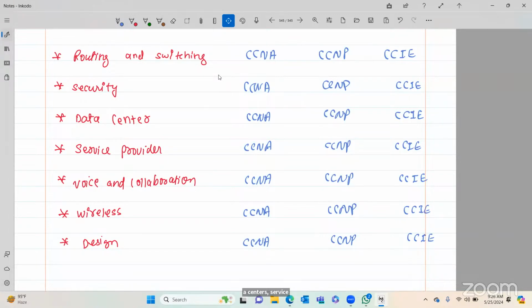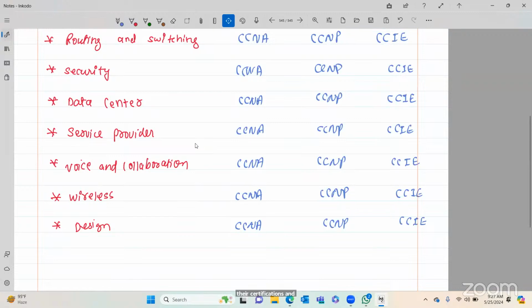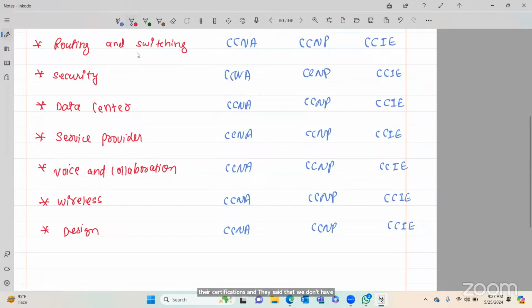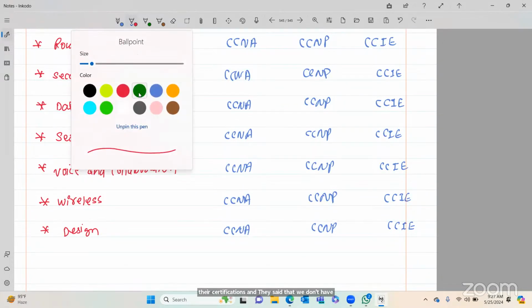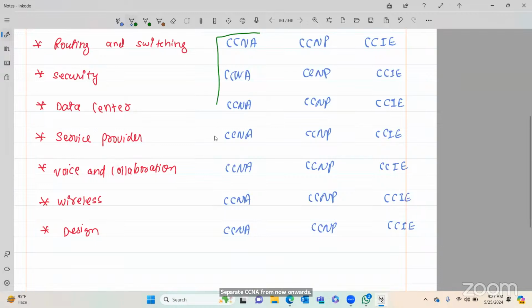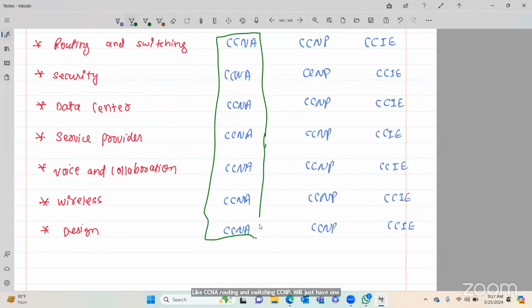That's why, in 2020, Cisco redesigned their certifications, and they said that from now onwards we don't have separate CCNAs, like CCNA Routing and Switching, CCNP. No, we'll just have one CCNA, which is known as CCNA 200-301. So basically, it is kind of a mixed bag now.